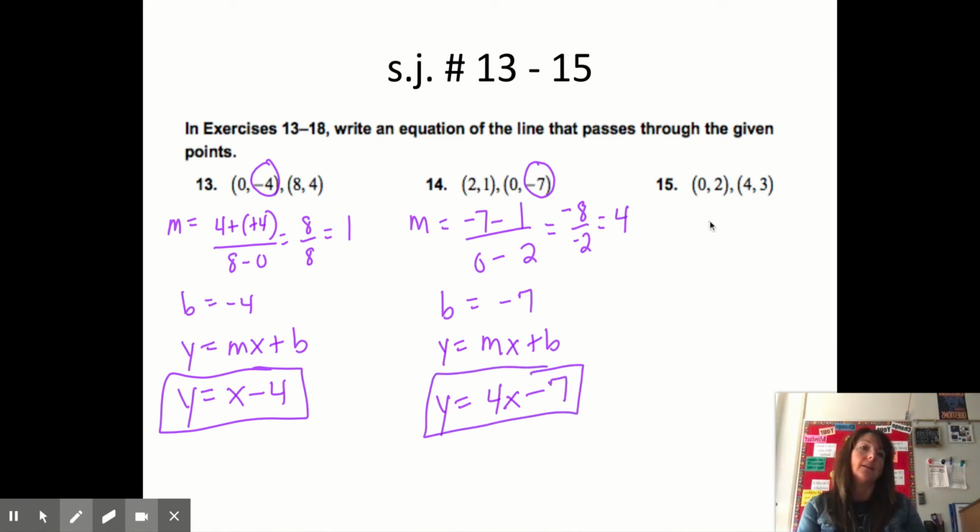Okay, same thing for number 15. Go ahead and pause the video and give this a try. Start by calculating slope.